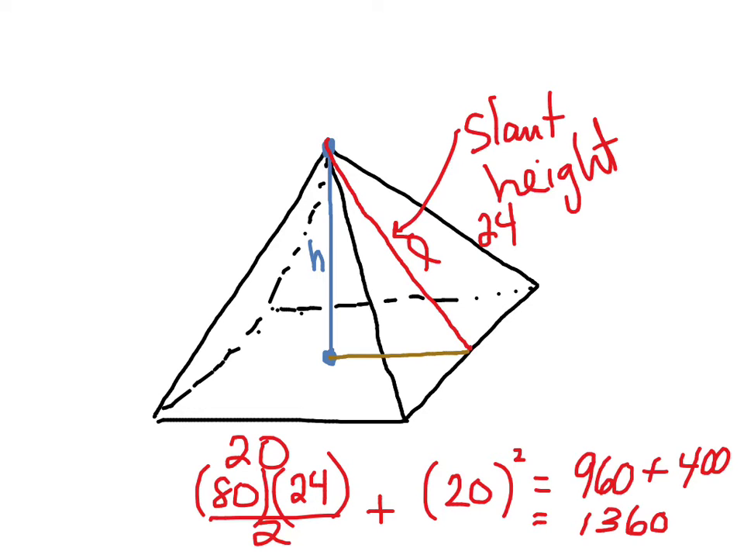And what's 400 plus 960? 1,360. And then depending on whatever unit I have it in, right? If it's feet, then it'd be feet squared. If it was miles, miles squared, whatever. Okay? What do you guys think about the pyramid?